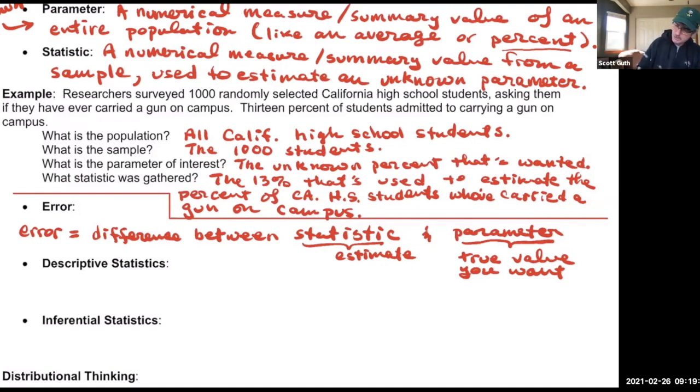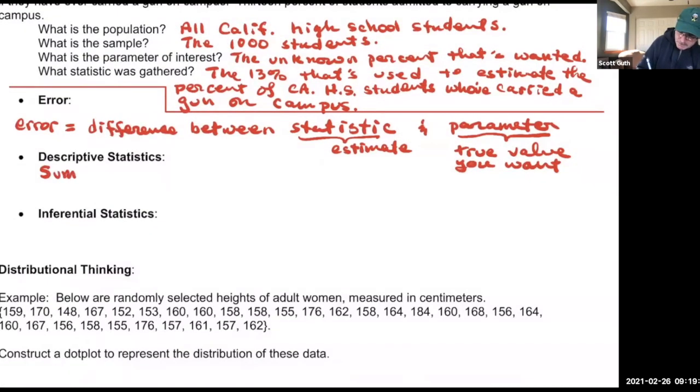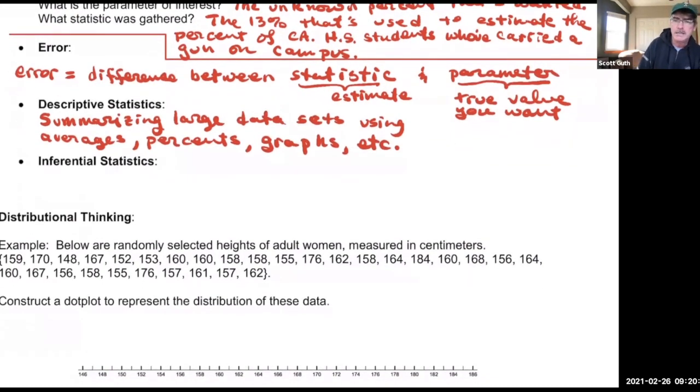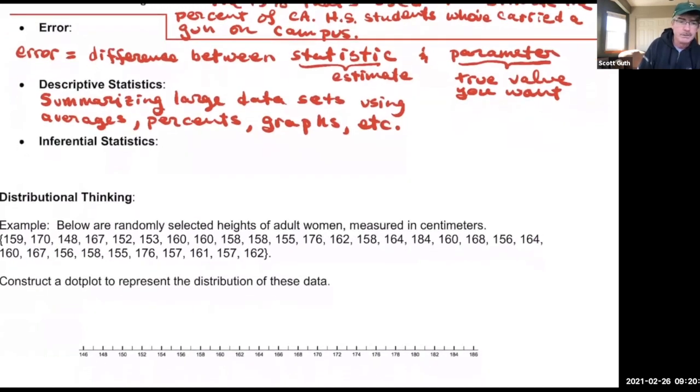Okay. So descriptive statistics, this is just summarizing large data sets using, and maybe I shouldn't say statistics when I'm defining statistics. So hang on. Averages, that's better. Percents, graphs, etc. So that's the first part of the class. We just call it descriptive statistics. It doesn't take long to get through descriptive statistics. We'll be done with that next week. And a lot of it you already know. So any questions?